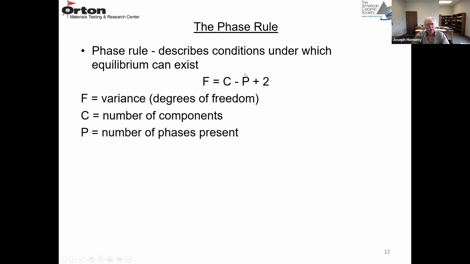So this is the phase rule. It describes equilibrium. F is the variance, we mentioned the degrees of freedom. C is the number of components. And then P is the number of phases present. So we'll go over this when we look at the different kinds of phase diagrams.